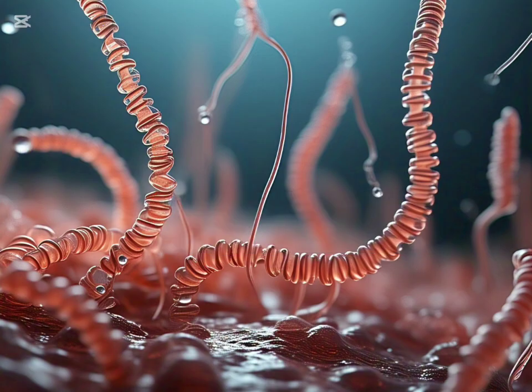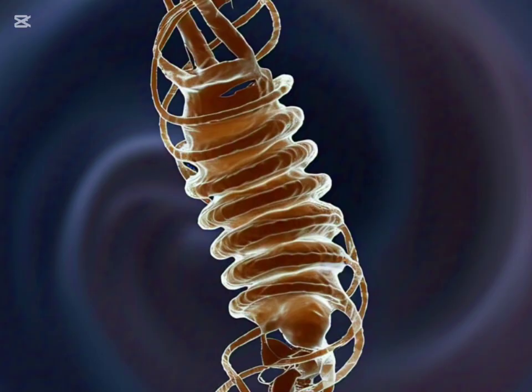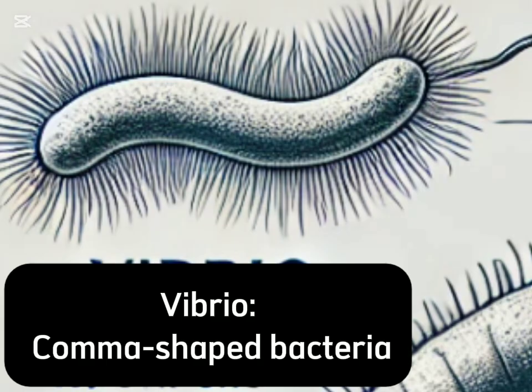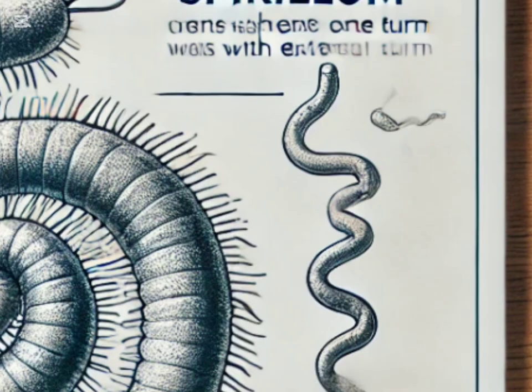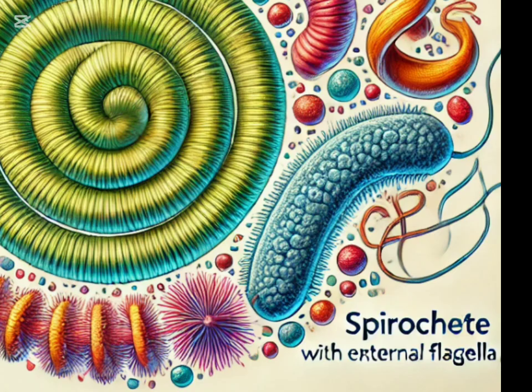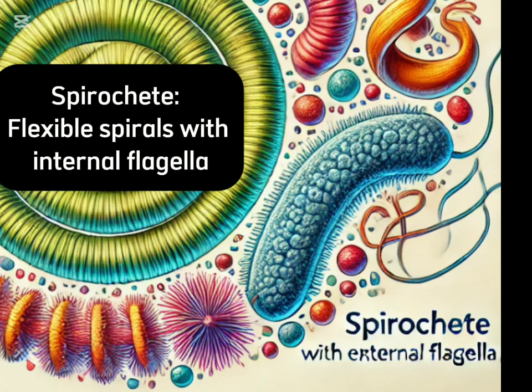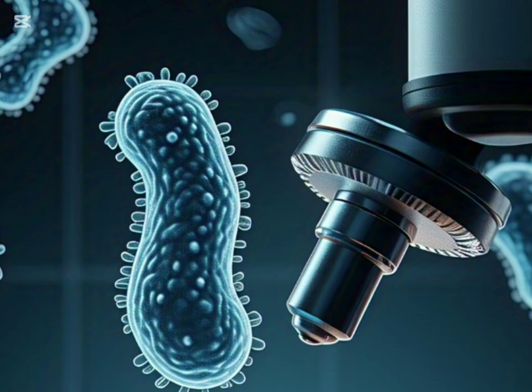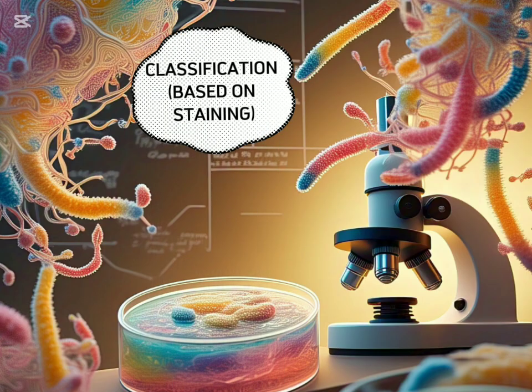3. Spiral bacteria, the twisted ones. These bacteria have unique spiral shapes. A. Vibrio, comma-shaped, like a tiny curved bean. Example: Vibrio cholerae. B. Spirillum, rigid spirals with external flagella that help them move. C. Spirochete, flexible spirals with internal flagella, giving them a wiggly, corkscrew motion. Example: Treponema pallidum.